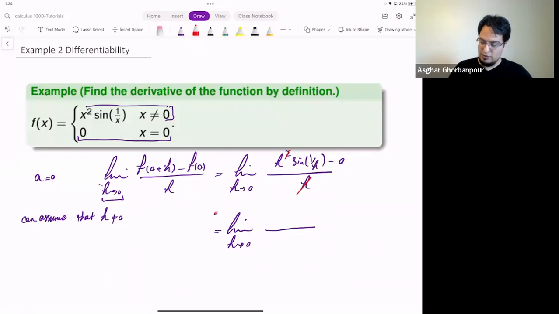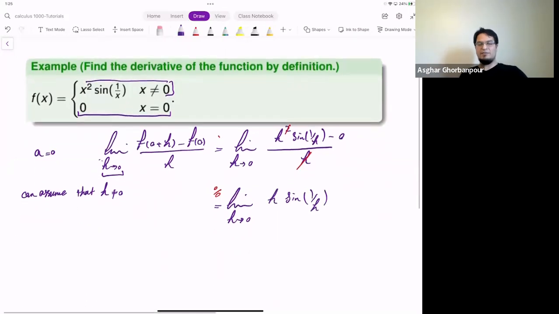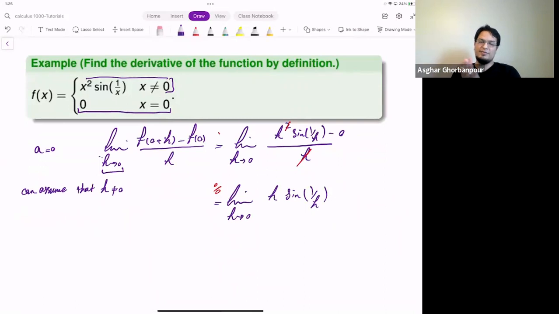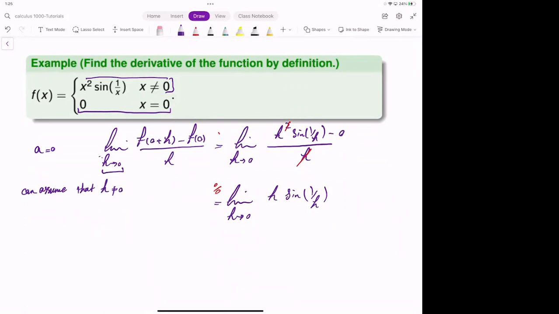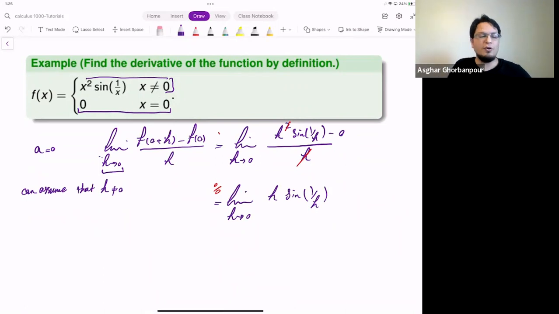Well, now you see this was 0 over 0, but I can cancel this with that. And what I get is h sine of 1 over h. Does anyone know what the limit of this function is, the value of this limit? H times sine of 1 over h as h goes to 0. Is it 0? This is Fabiha. And do you know why it is 0, or what method you can use to get that 0?